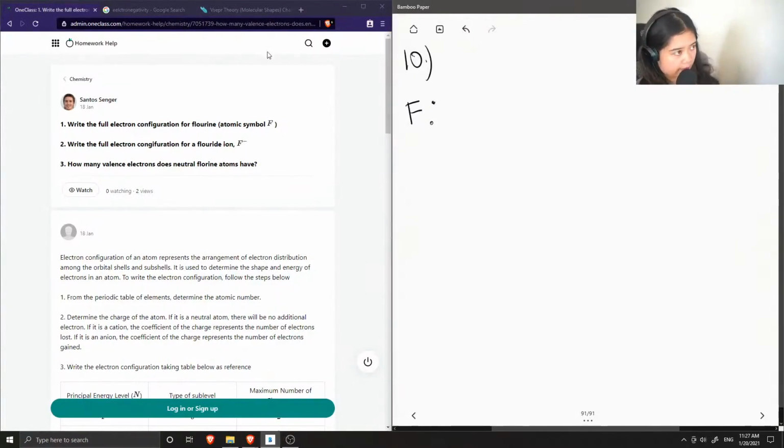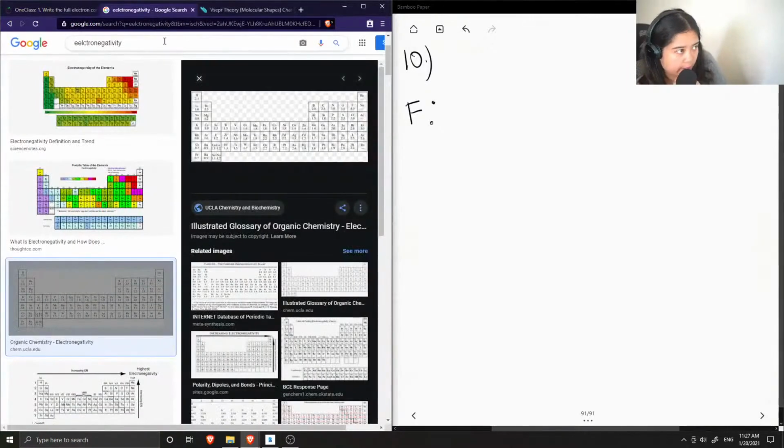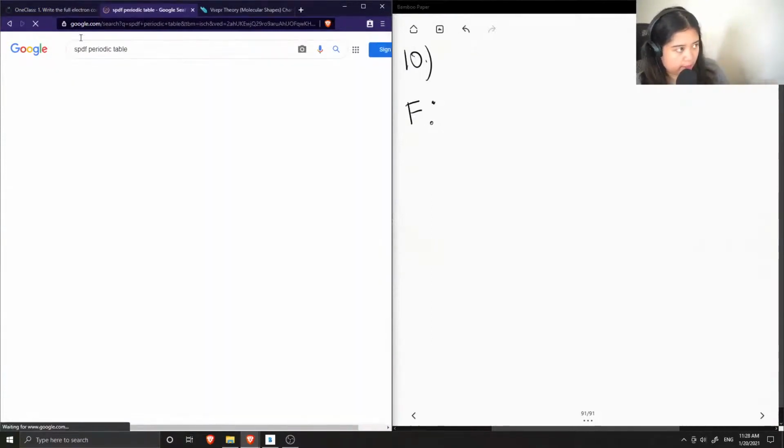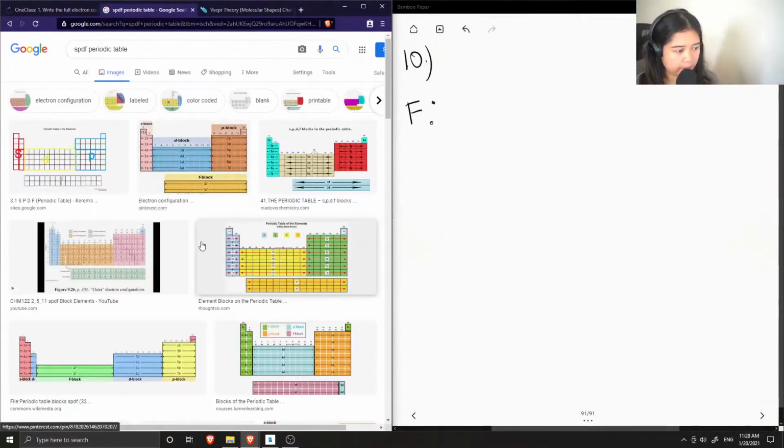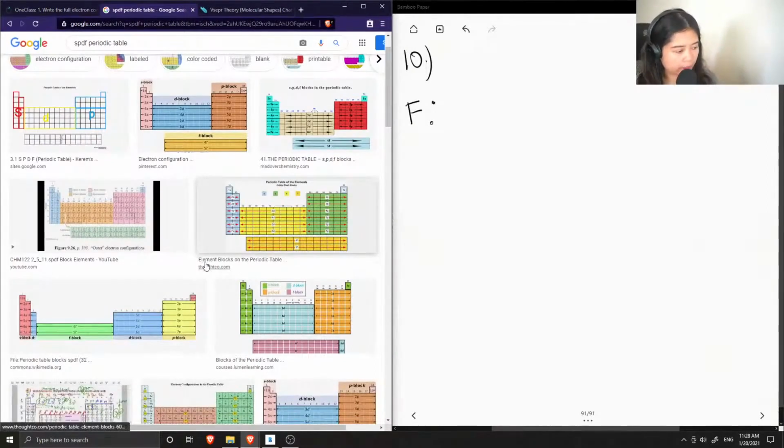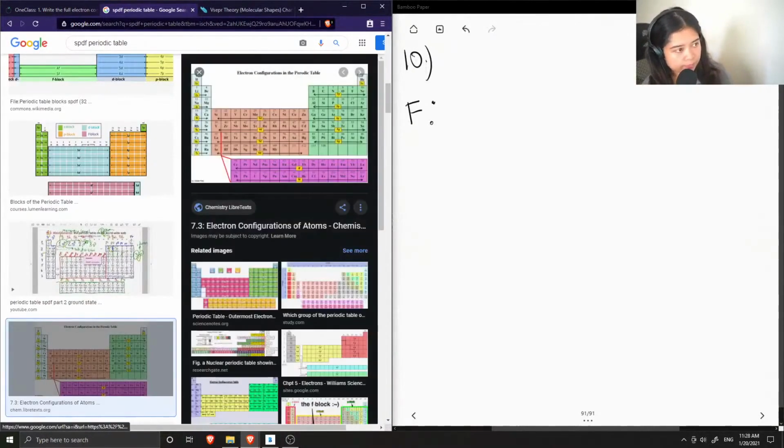Okay, so first let's write the electron configuration of fluorine. The first step of writing electron configurations is to divide our periodic table into the different blocks. So we divide it into the S block, which is these first two columns, including the helium. And the P block is shown here in green. The D block is our transition metals in orange, and the F block are the bottom two rows, which are the lanthanides and actinides.